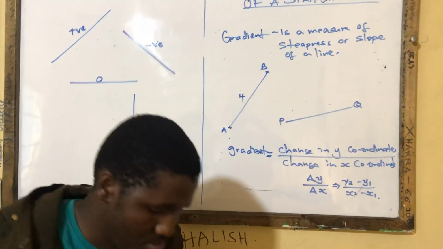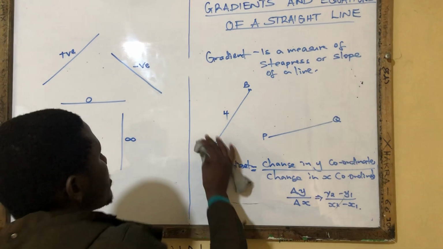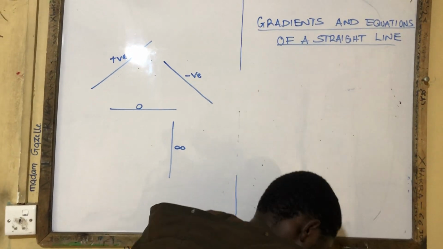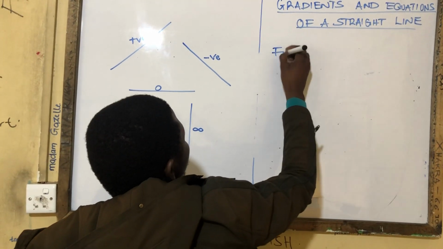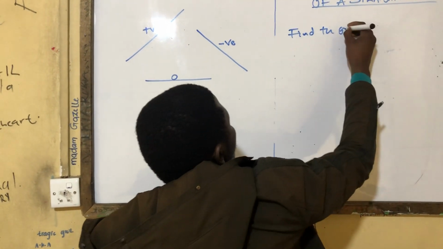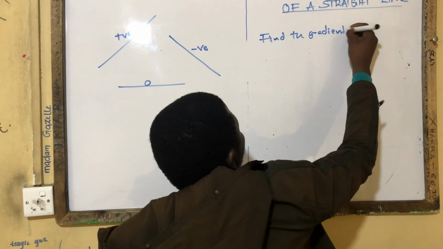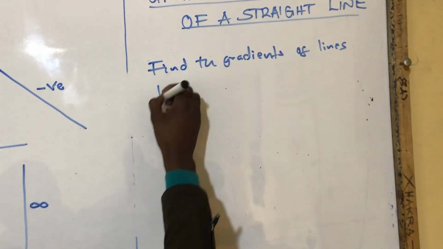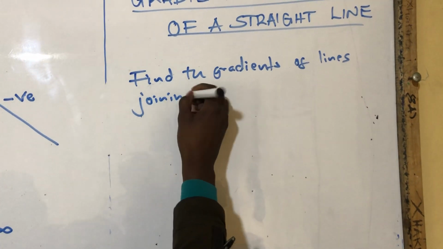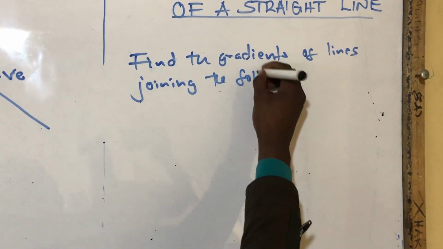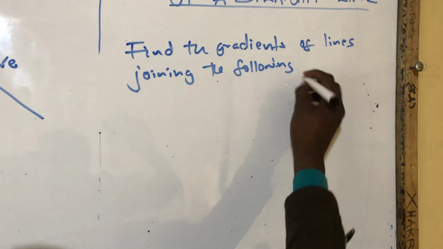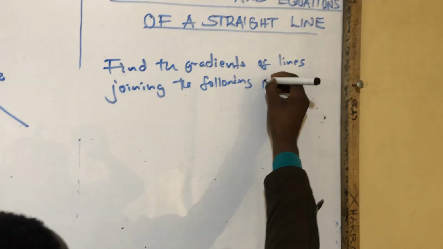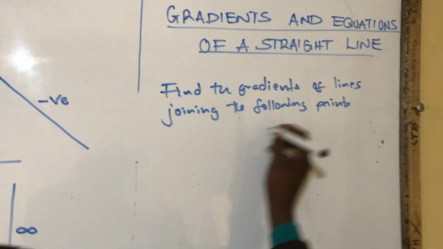I want us to learn how to obtain the gradients of lines using the formula we have just given. Let's take the following examples. You are asked to find the gradients of lines joining the following points.